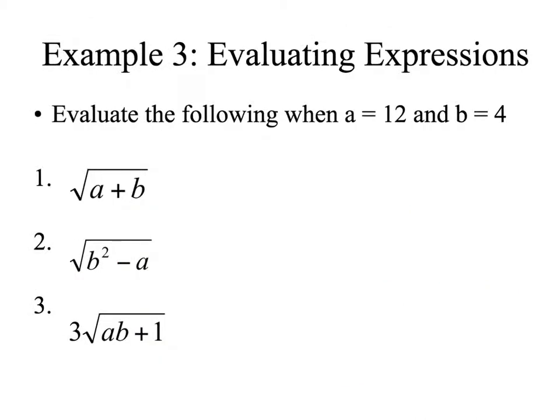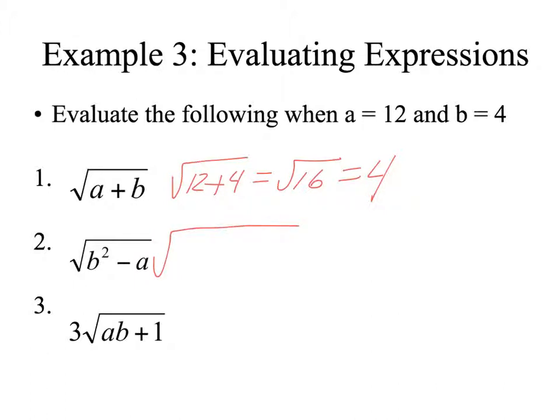Looking at evaluating some expressions, basically you're going to plug A and B in. A square root symbol works just like parentheses. You have to do everything underneath the square root symbol first, and one of the very last steps you should be doing is actually taking the square root. So the square root of 12 plus 4 gives me the square root of 16, and the square root of 16 is 4.